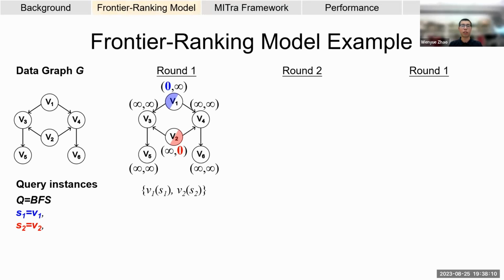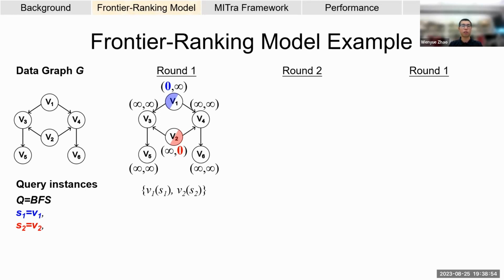Before round 1, all unvisited vertices have their vertex rank value set to infinity, and source vertices set vertex rank value to 0 for corresponding instances. V1 for instance S1 sets the first vertex rank value to 0, and V2 for instance S2 sets the second vertex rank value to 0. As shown below the data graph, we have an active frontier containing a set of vertices. Before round 1, we add source vertices into next frontier, V1 for instance S1 and vertex V2 for instance S2.